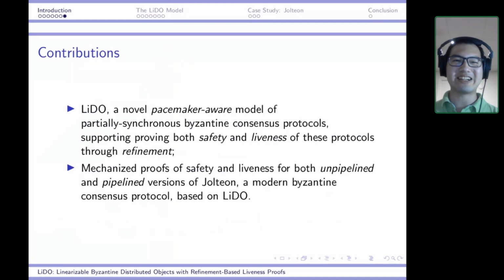So to summarize, our contribution is a LiDO model, which is a pacemaker-aware model of partially synchronous SMR protocols. And we also obtained safety and liveness proofs for a modern Byzantine consensus protocol called Jolteon, based on our LiDO model. And in the following slides, I will first introduce the LiDO model and then show some details of the Jolteon implementation.